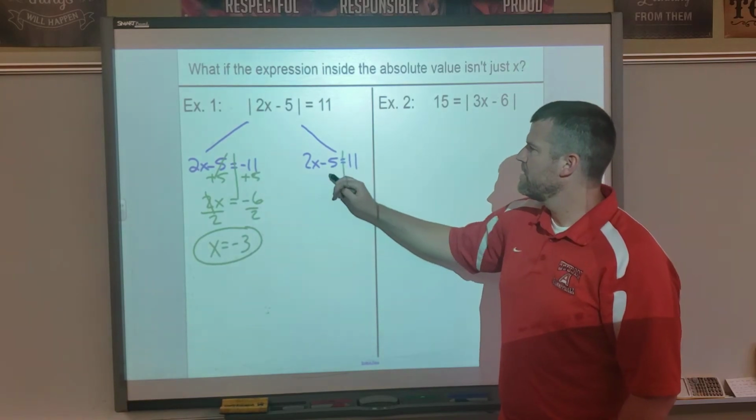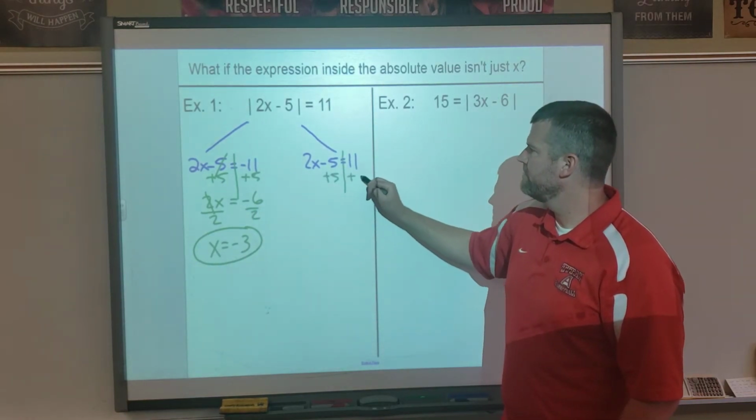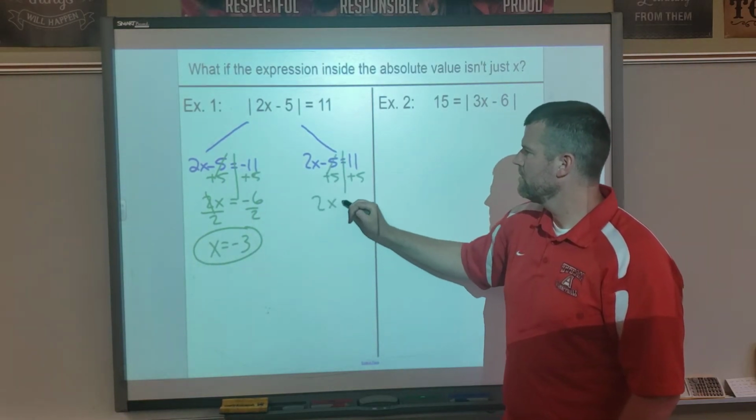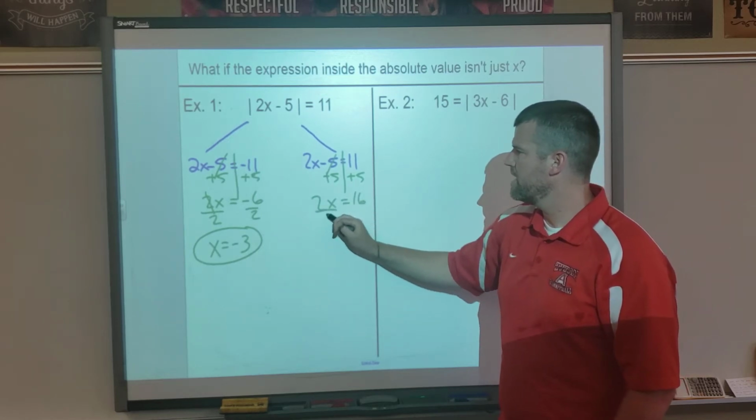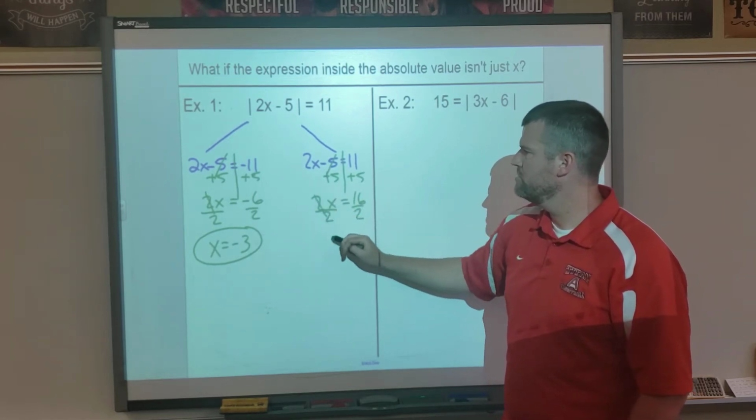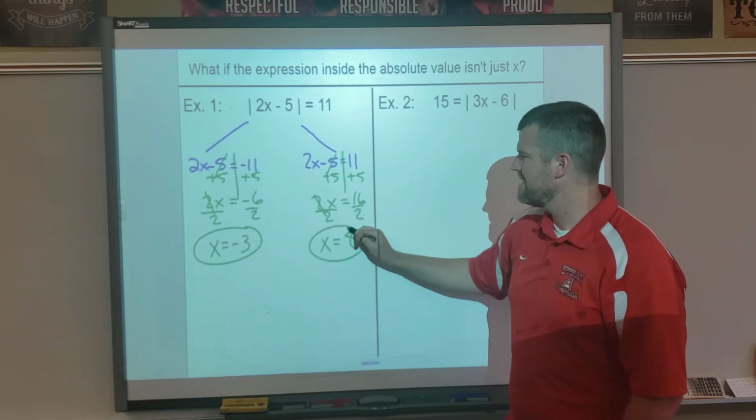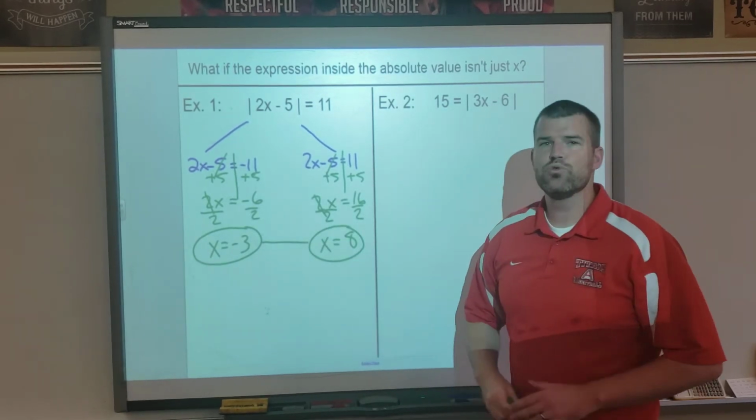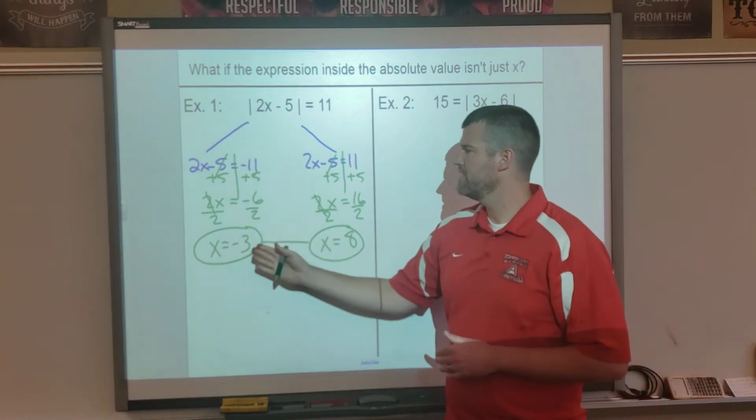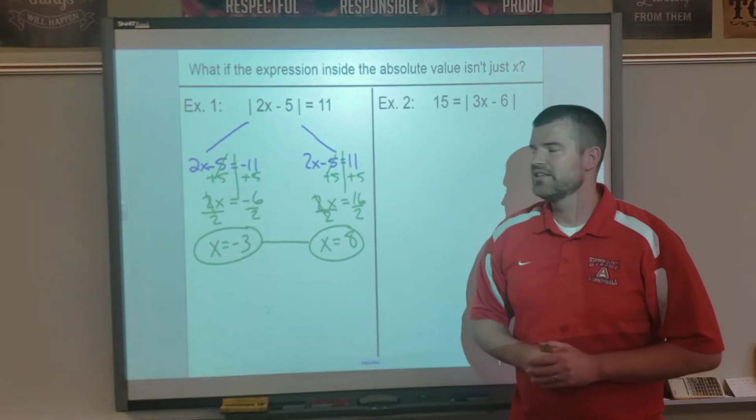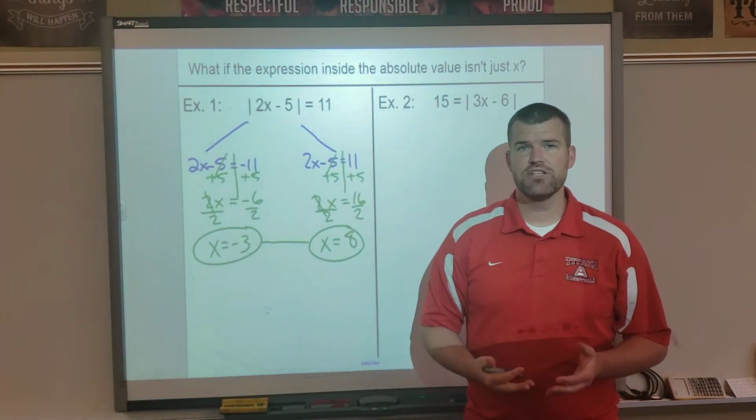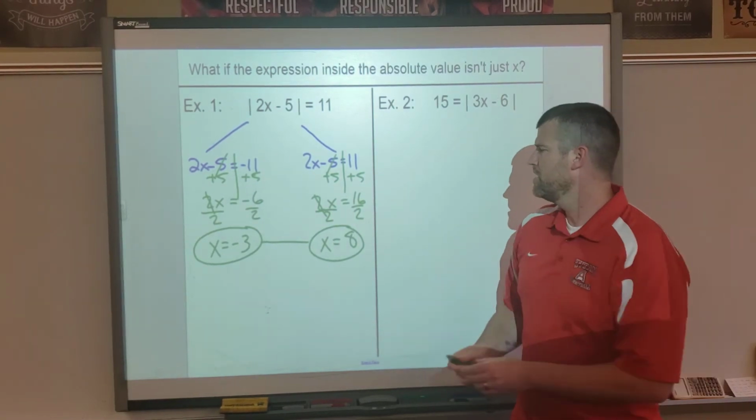We're going to do the same thing on this one. We're going to add 5. To get x alone, we're going to divide by 2. And we get that our other solution is x equals 8. So we have 2 possible solutions, -3 and +8. How can we check our solution? Plug it in, plug it in.